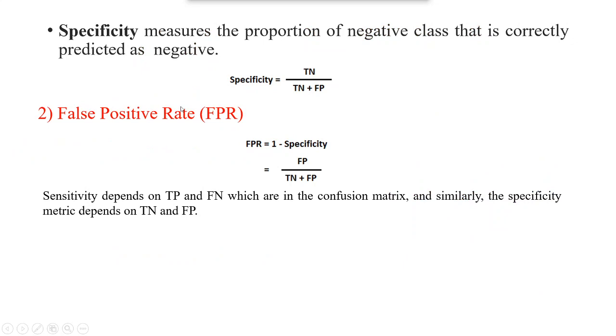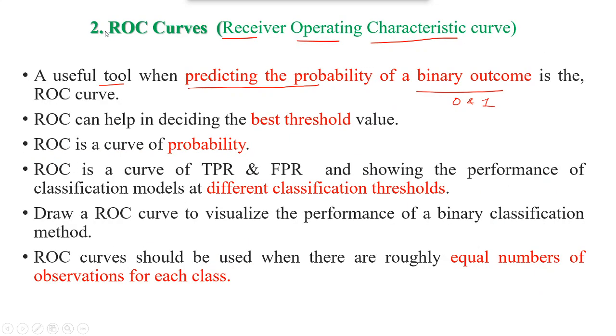The ROC curve can help in deciding the best threshold value among the different threshold values. So this ROC curve is a probability curve. It is the curve of TPR and FPR, where TPR means true positive rate and FPR means false positive rate.